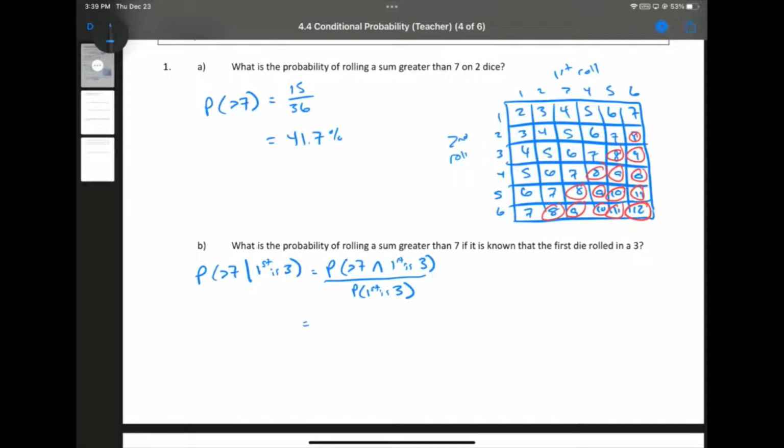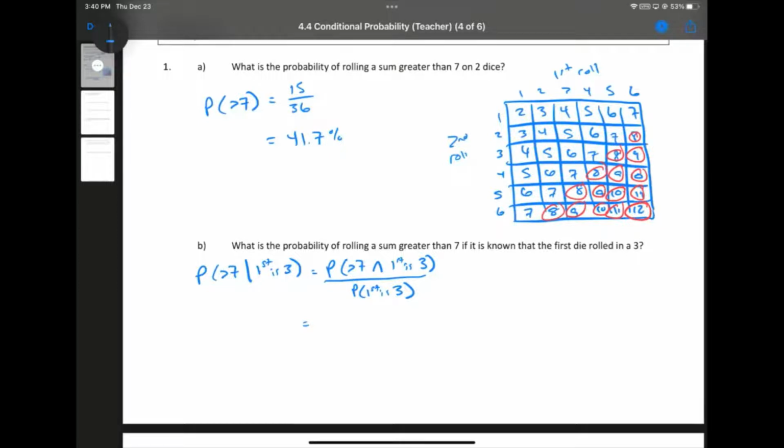Okay, so what is the probability of getting a number greater than 7 given that the first number is a 3? Sorry, probability of rolling greater than 7. Let me try this one more time with my words. What is the probability of getting a sum greater than 7 and the first roll being a 3? So how many ways can that happen?